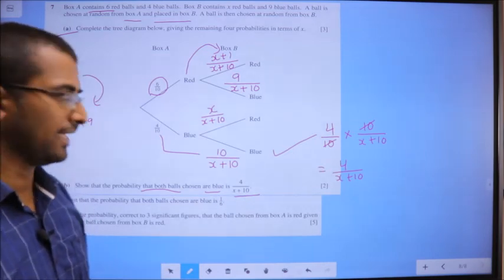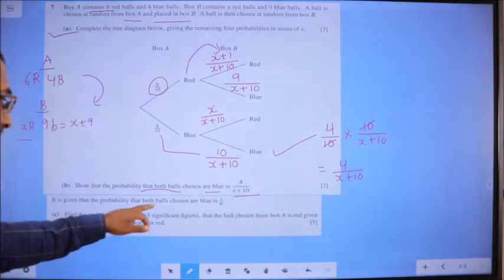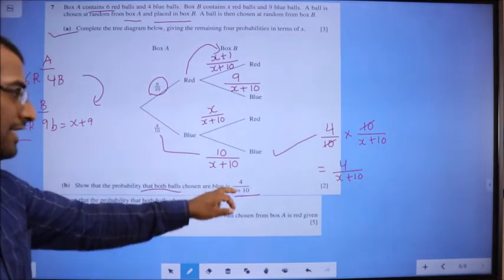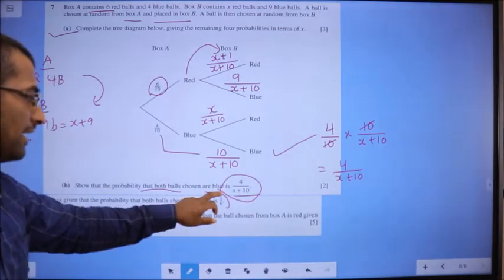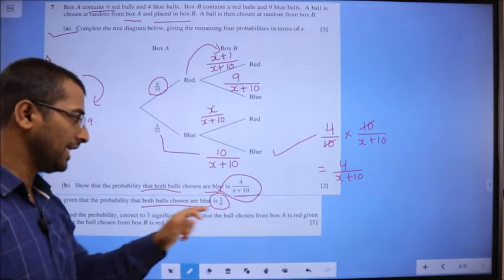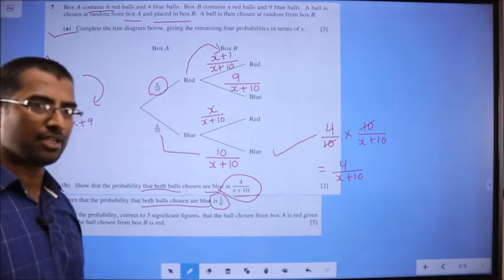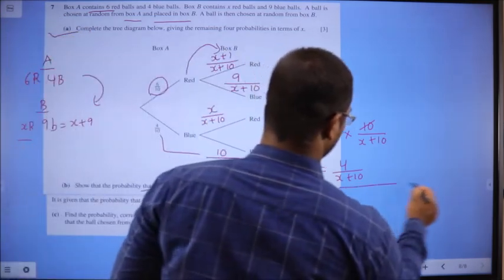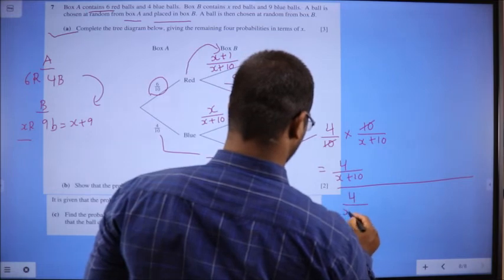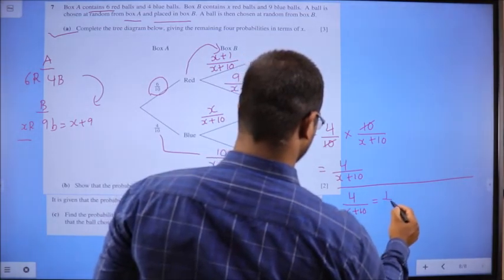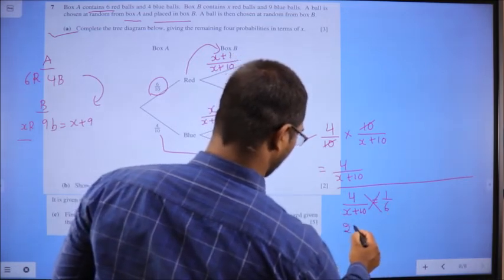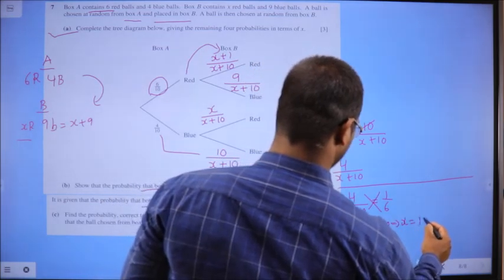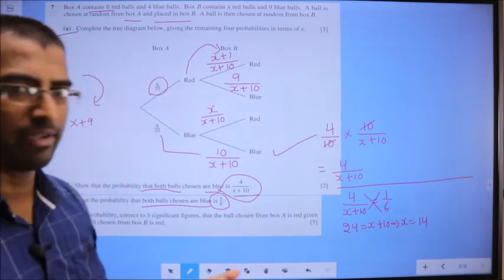Okay. Next, it is given that the probability that both balls chosen are blue is 1 by 6. Both are blue. Initially it was given to be this, and now he has given us this. That means these two are equal. So if I equate these two, the result will be the value of x. So 4 by x plus 10 is equal to 1 by 6. Cross multiply, 24 is equal to x plus 10. That implies x equals 24 minus 10, which is 14. So the value of x is 14.